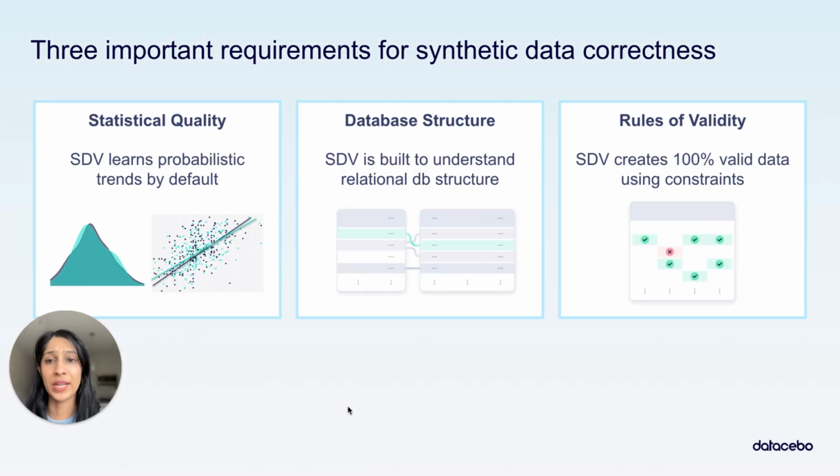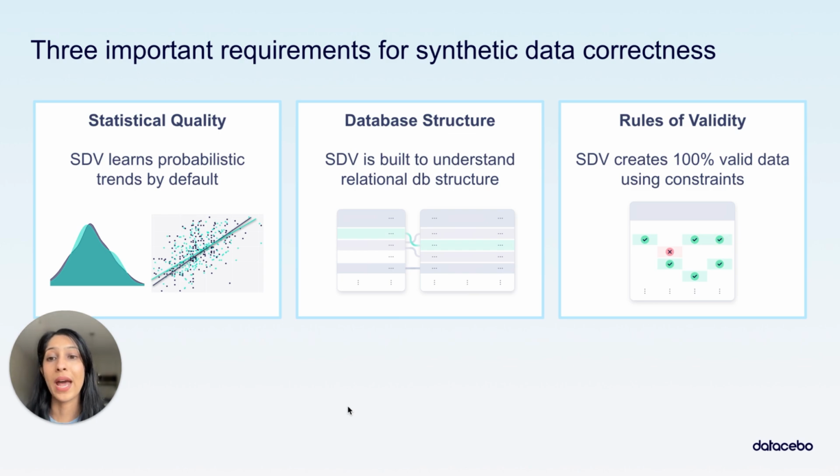So to see where constraints fit in, we can look at three important requirements that make synthetic data correct. The first is the statistical quality that describes how similar the synthetic data is to the real data. This is where we look at measures like the distribution of values in a column or the correlation. Statistical quality is probabilistic, meaning that it's about a general trend. And generative AI models, like the ones used in SDV, are designed to learn and optimize learning these probabilistic trends.